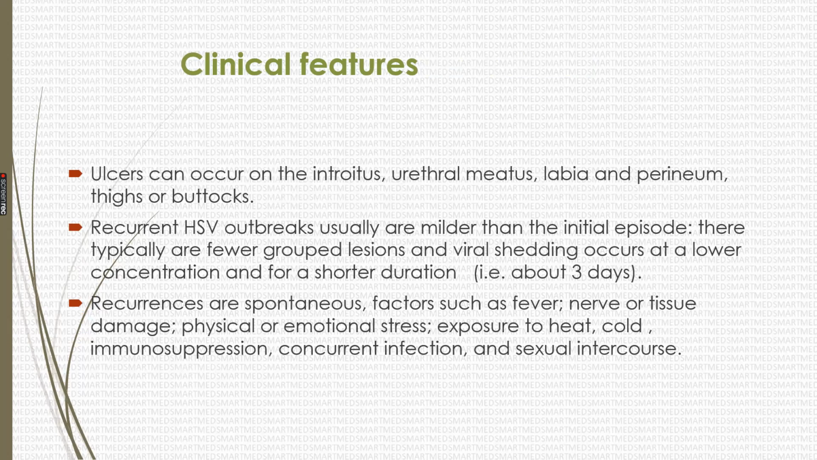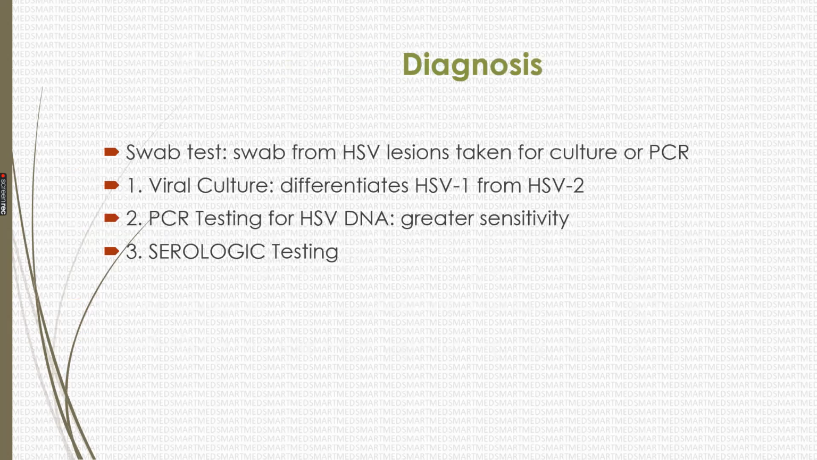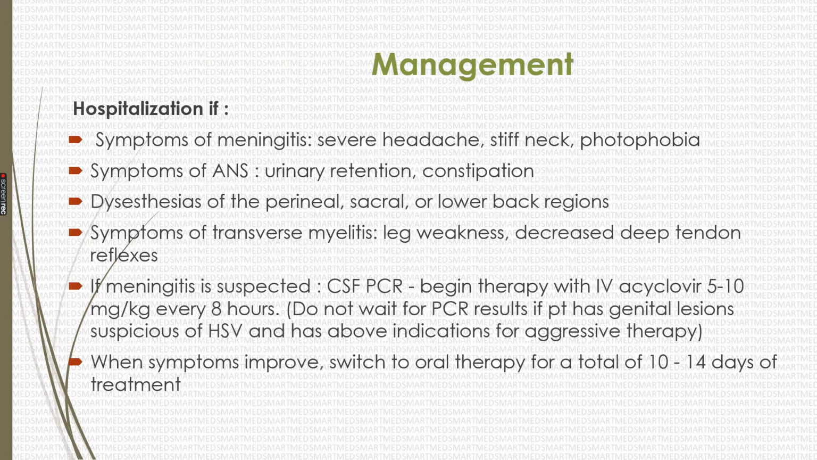There are typically a few grouped lesions, and viral shedding occurs at a lower concentration and for a shorter duration, about 3 days. Recurrences are spontaneous. Triggers include fever, nerve or tissue damage, physical or emotional stress, exposure to heat or cold, immunosuppression, concurrent infection, and even intercourse. Diagnosis is by swab from the HSV lesion taken for culture or PCR. Viral culture differentiates HSV-1 from HSV-2. PCR testing for HSV DNA has greater sensitivity, and you can also do serological testing.